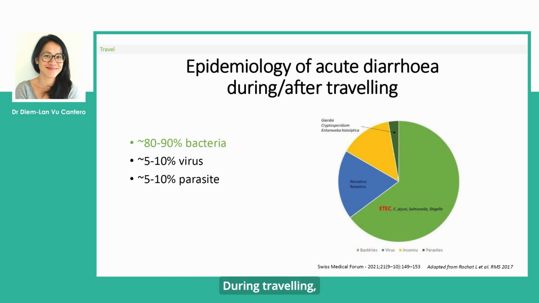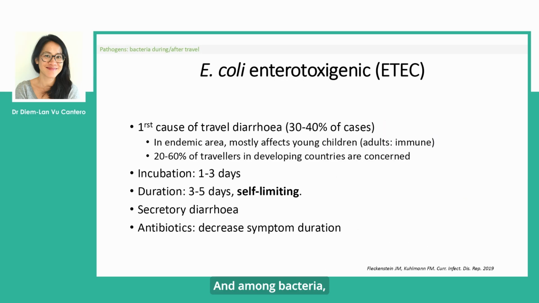During traveling, the main cause of acute diarrhea is bacterial, up to 80 to 90%, and only in 5 to 10% of cases is a virus or a parasite identified. And among bacteria, enterotoxigenic E. coli is the first cause of traveler's diarrhea. It also causes self-limiting disease, but antibiotics can decrease the duration of symptoms.